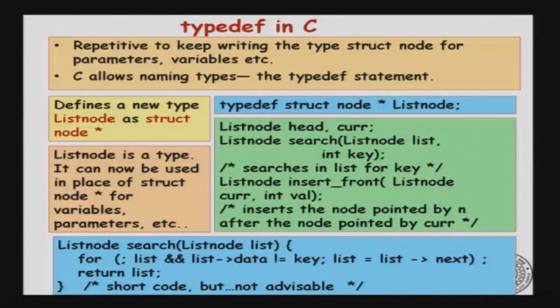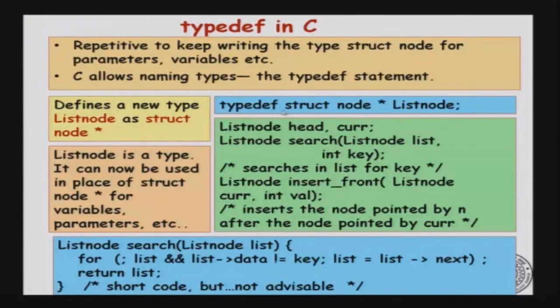Now, let us look at some syntactic conveniences that C provides you. Repetitively typing struct node and things like that is just too much to type, and C allows you to define short names for types. If I want to say struct node star, I want to use the name list node. So, instead of struct node star head, I will just say list node head. It is a shorter way to do it. How do I write this? This is using what is known as the typedef keyword in C.